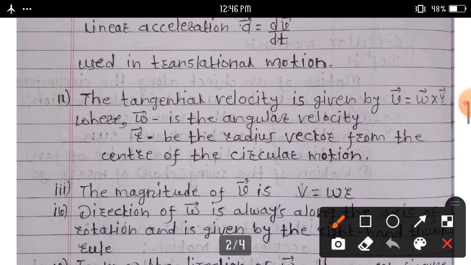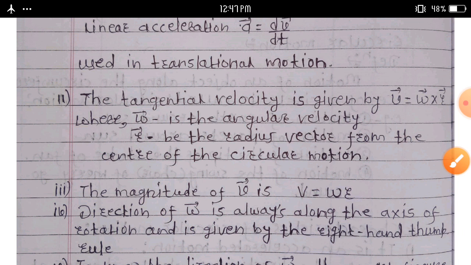Second, the tangential velocity is given by v bar equals omega bar cross r bar, where omega bar is the angular velocity and r bar is the radius vector from the center of the circular motion. Then, third point, the magnitude of v bar is given by v equals omega into r.